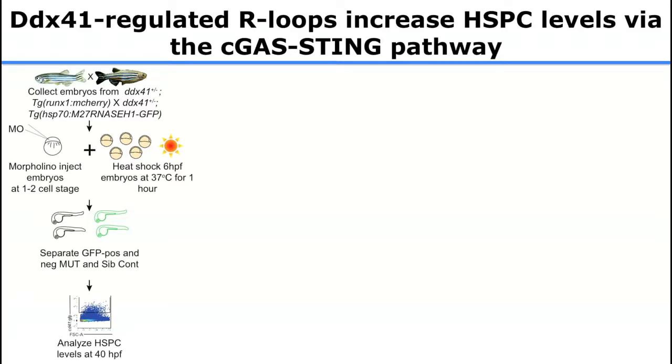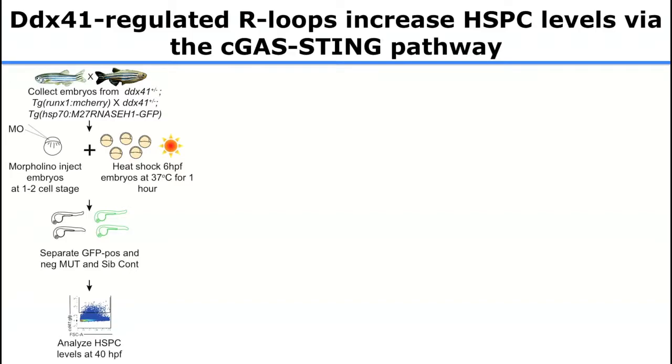So this experiment's a little complicated. Hopefully I can take you through it. What we did in these experiments is we used our RNase H overexpression fish. So we inject the morpholino, in this case the STING morpholino. So we knocked down STING, and then we also overexpressed RNase H.